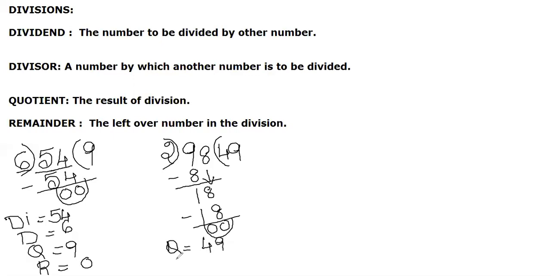Here my quotient is 49 and my remainder is 0. Here I'm writing on the side: dividend is 98, divisor is 2. Okay, now we'll solve 3-digit numbers, okay, with single-digit divisors only. Now we'll solve 3-digit numbers.